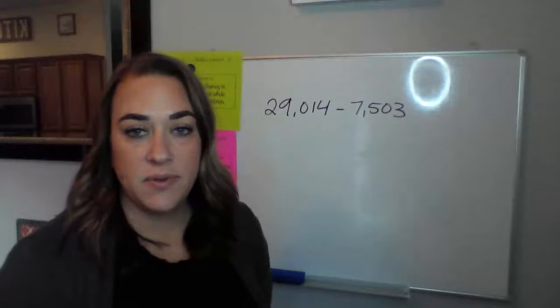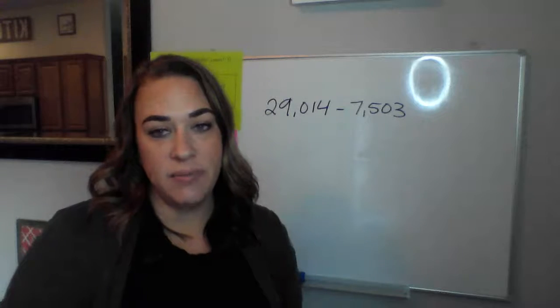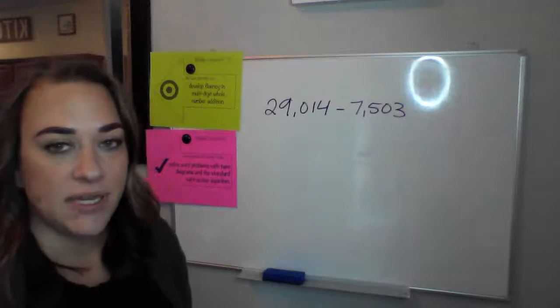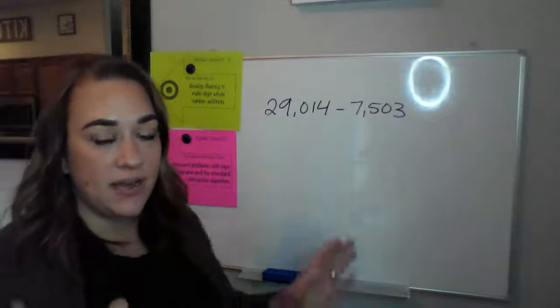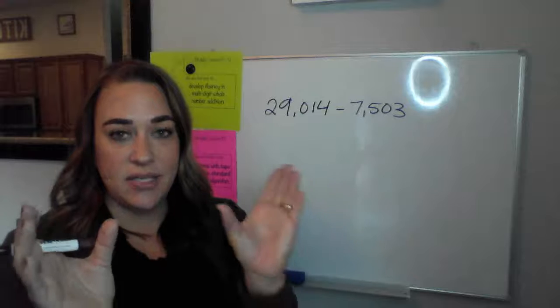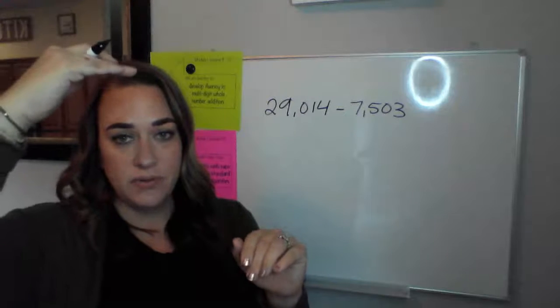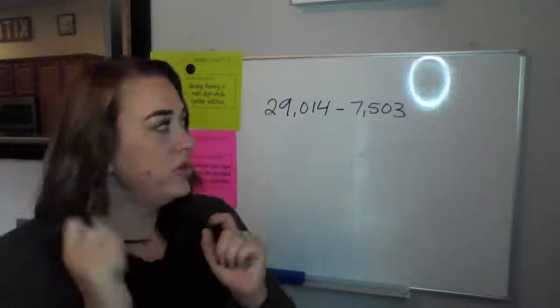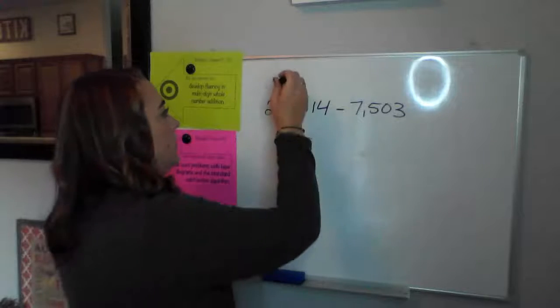All right, here's our next one. We have 29,014 minus 7,503. I wanted to show you what this would look like in a tape diagram. So when we were adding, we had both of our values in our tape diagram, but we're missing our top value, our whole value. We had both of our parts, but we're missing our whole. This one, we have our whole.